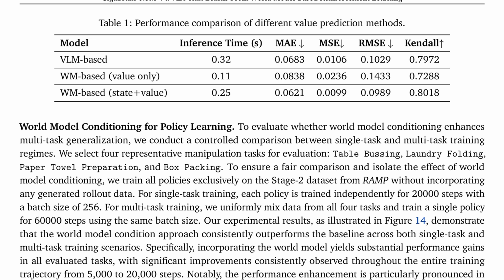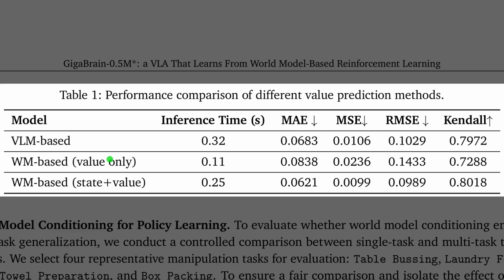Okay, since the previous plots confirmed the world model helps, Table 1 now digs into why the specific architecture matters. It compares 3 different methods for predicting value based on inference time and accuracy metrics, like mean absolute error and Kendall rank correlation. The first row shows the VLM-based baseline, which is reasonably accurate but slow, taking 0.32 seconds. The second row tries a world model that predicts value alone. This is the fastest option but suffers from poor accuracy. The bottom row presents the chosen approach, which predicts both state and value together. This method strikes the best balance, achieving the highest Kendall score of 0.8 while remaining fast enough for real-time control.